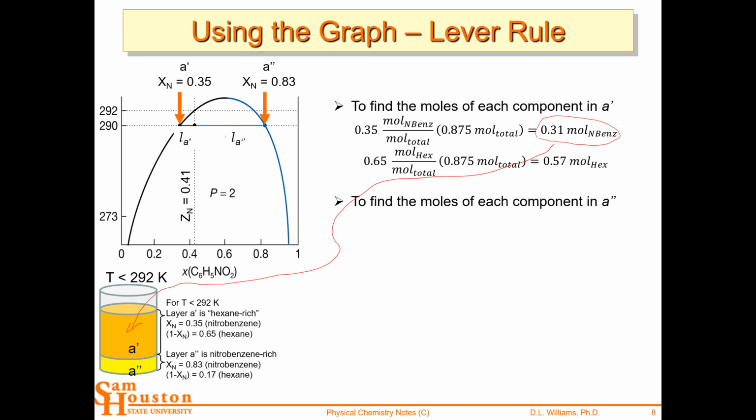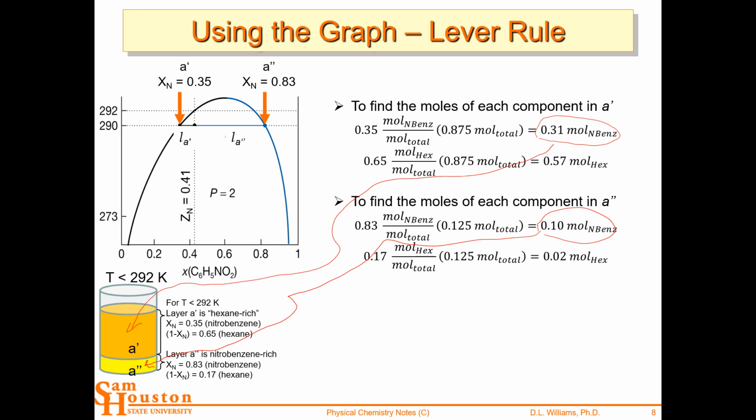And then to do the A double prime, it's 0.83. So it's a higher concentration of nitrobenzene, but it's a small amount of moles. And so we only have 0.1 moles of nitrobenzene in this lower layer. Even though it's the nitrobenzene rich layer, it's rich in proportion of nitrobenzene, but it's got a tiny number of moles in terms of our whole system, because the isopleth is so close to the other layer.